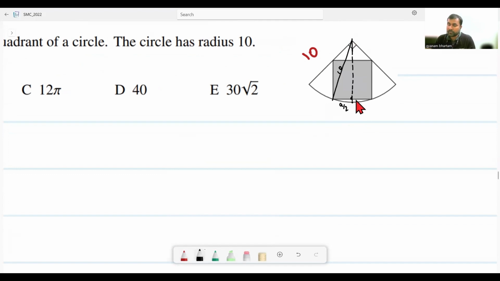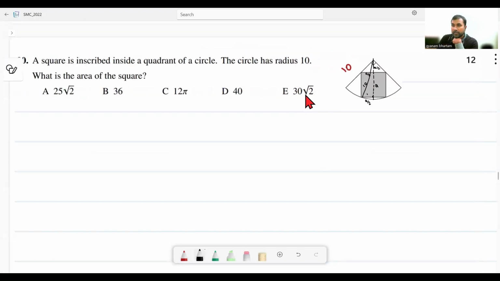Still we have a small gap. So I think what we can do here, this is 45 degrees. So this is a over 2. This is going to be a over 2, right? And this is a. This is also a by 2. And this is 10. Now we can apply the Pythagoras theorem. Yeah, right. We got the idea.